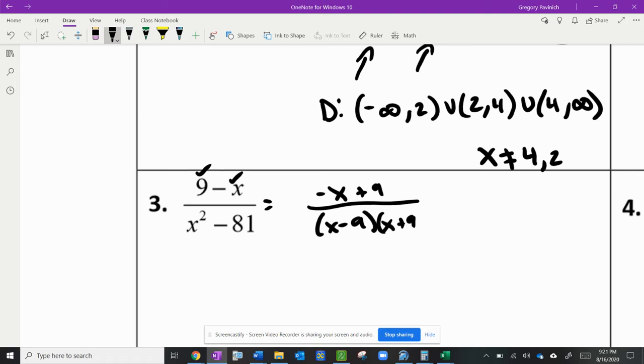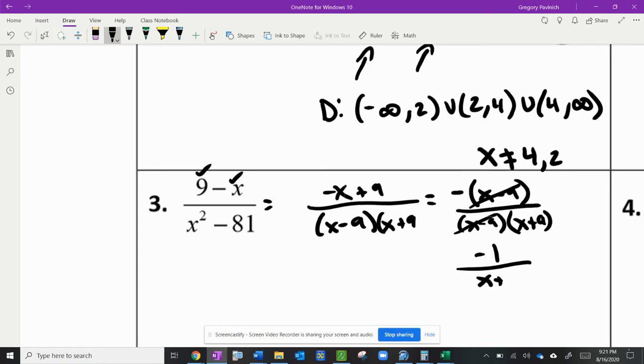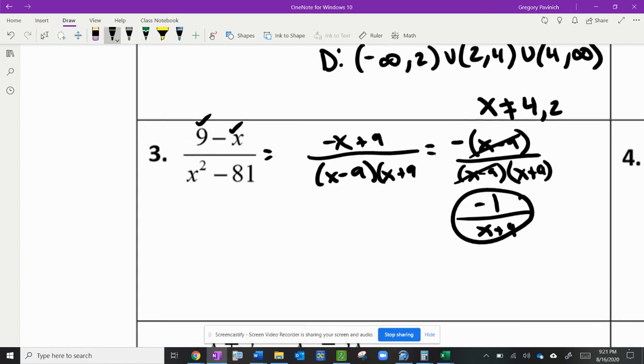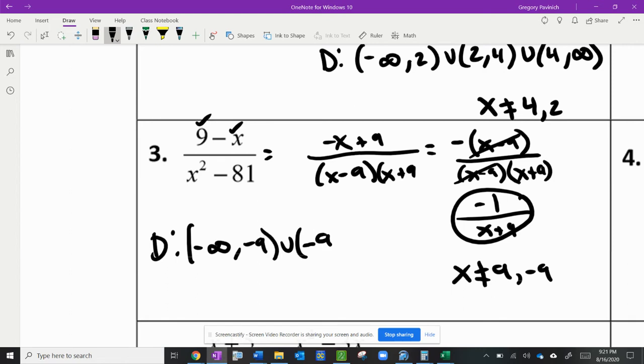So what I can do is I can factor out a negative number. And so I'm going to factor out a -1, and that just is going to change the signs of both binomials so that x becomes positive and the 9 now becomes negative. And that little trick enables me to reduce these out, leaving me with a -1 on top and then x plus 9 on the denominator. Remember, my x can't be 9 or -9, and my domain would be from -infinity to -9, -9 to 9, and from 9 to infinity.